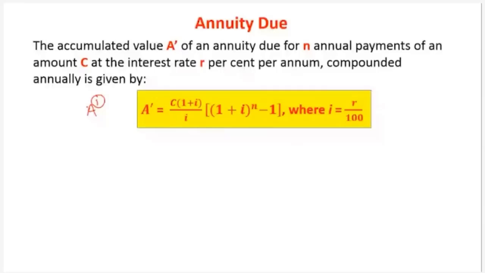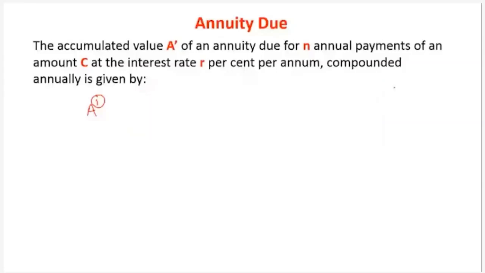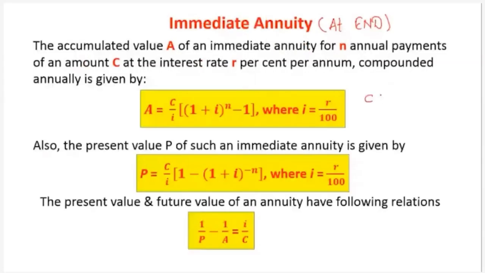A dash is equal to C, in bracket, the same formula. C in bracket 1 plus I. Wherever there is C, I'll say, don't remember this formula. Remember this thing. In this formula, immediate annuity, wherever there is C, replace C by C in bracket 1 plus I. Now look here. Here it is C. Replace this C by C in bracket 1 plus I. Same here and same here. All three places you make the change and that becomes the annuity due formula.